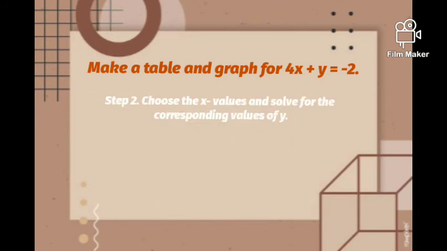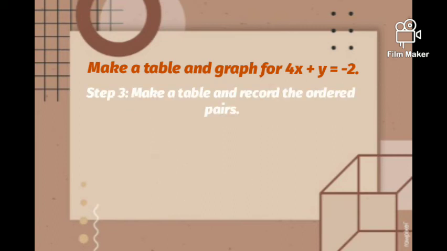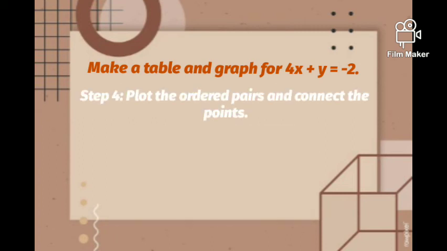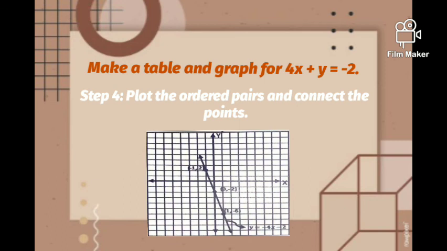Step number 2, choose the x values and solve for the corresponding values of y. We let negative 1, 0, and 1 for the x values. Step number 3, make a table and record the ordered pairs. So you should only substitute the x values to the equation negative 4x minus 2 and you come up to these ordered pairs: negative 1, 2; 0, negative 2; and 1, negative 6. And last step, step number 4, plot the ordered pairs and connect the points. So this is the graph for the equation y equals negative 4x minus 2.